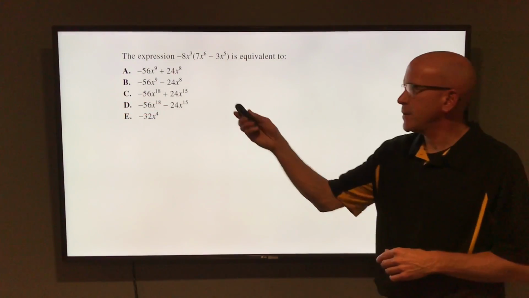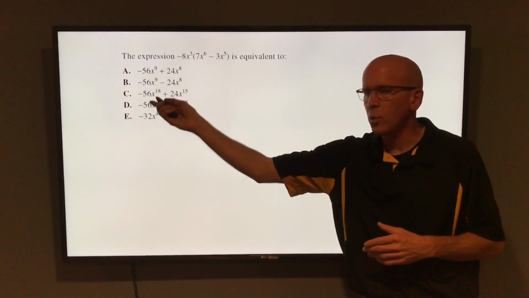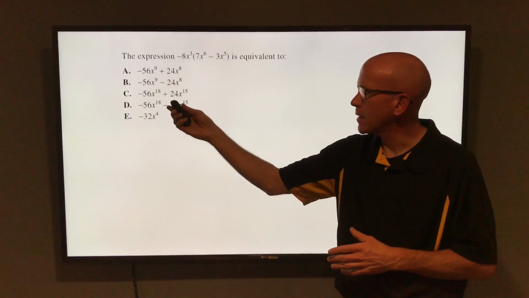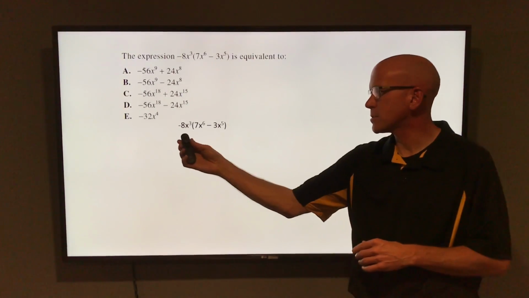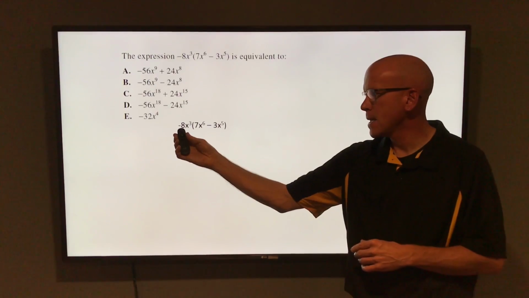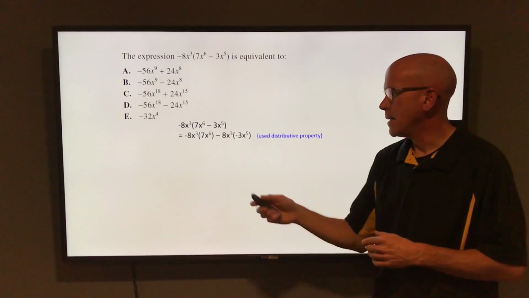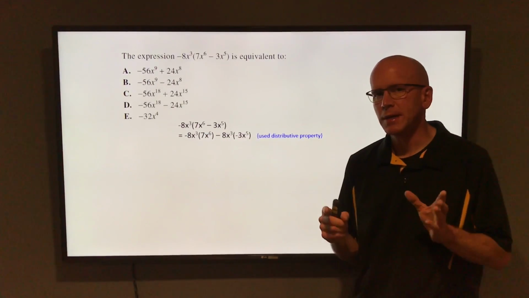The expression negative 8x to the third times quantity 7x to the sixth minus 3x to the fifth is equivalent to which of these? Notice the answers. I have a lot of 56s, a lot of 24s, and a lot of different exponents. You have to watch your exponents here. Going to use the distributive property with the negative 8x to the third. Take negative 8x to the third times 7x to the sixth, and then take negative 8x to the third times negative 3x to the fifth. Watch your signs and your exponents.